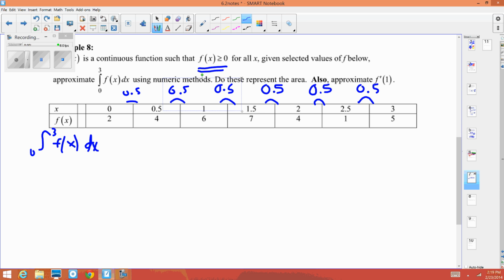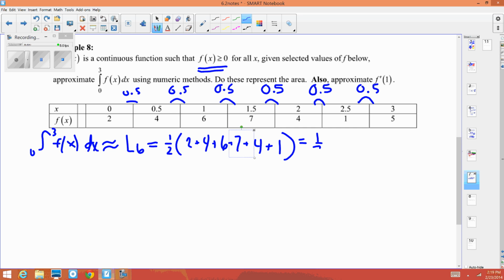So for us, we can approximate that integral. I choose left because I like it. You could pick any way because it doesn't tell you something specific. I'm going to use 6 left-handed, at left endpoint intervals here. So 1/2 times 2 plus 4 plus 6 plus 7 plus 4 plus 1. That includes all 6 there. 1/2 times 24 equals 12.